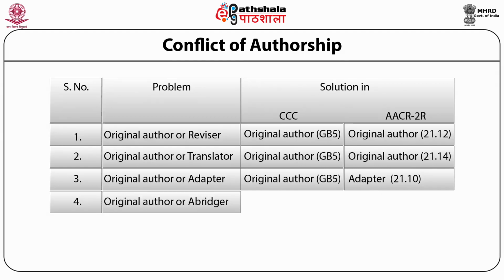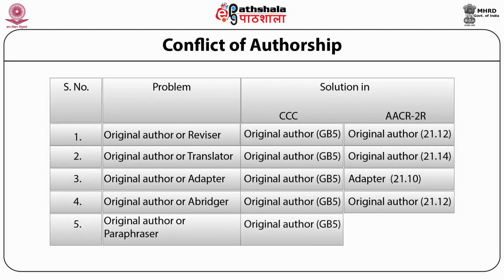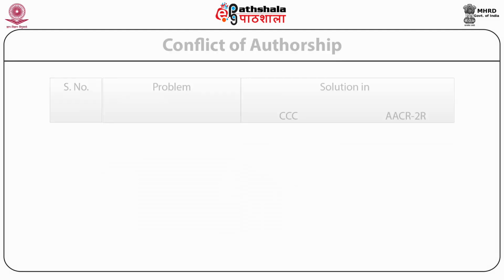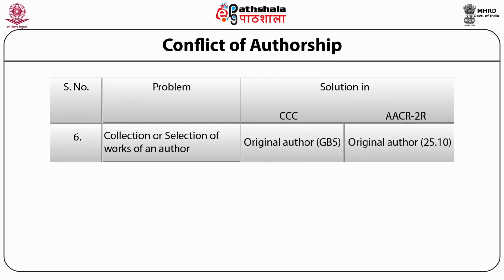Original author or abridger. Original author as per CCC rule number GB 5. Original author as per AACR rule number 21.12. Original author or paraphraser. Original author as per rule number GB 5, not included in AACR. Collection or selection of works of an author. Original author, CCC rule number GB 5. Original author, AACR rule number 25.10.